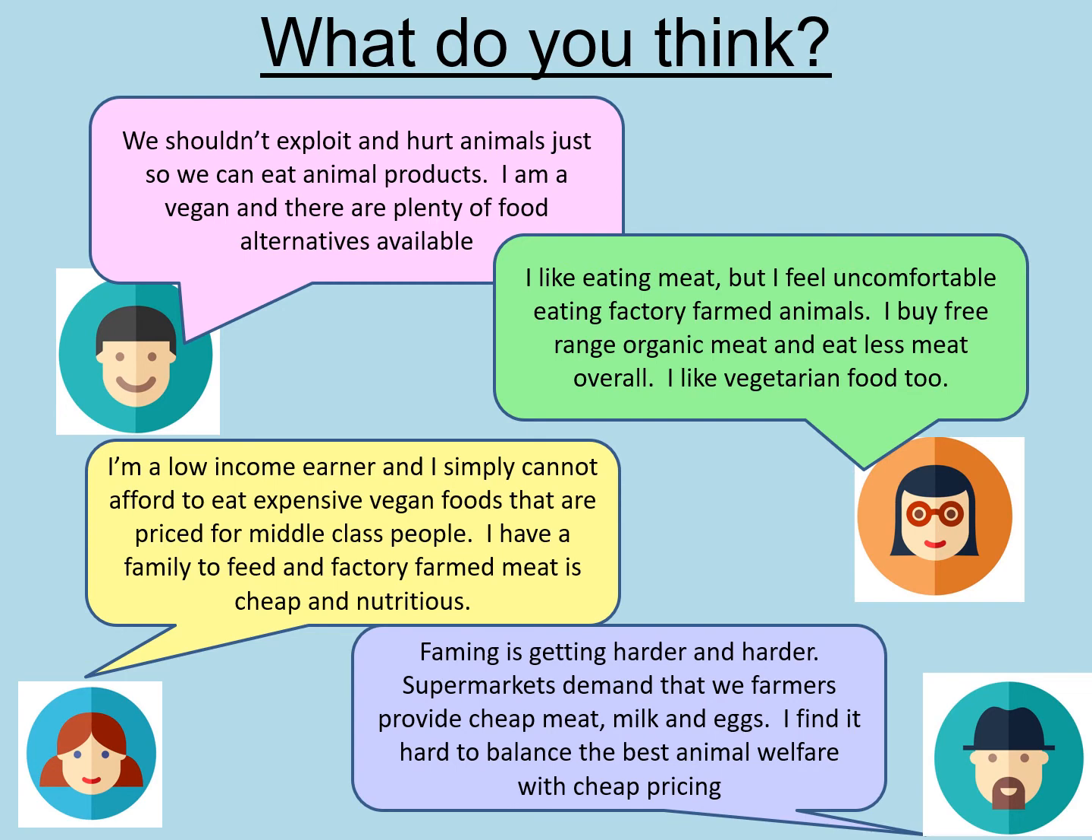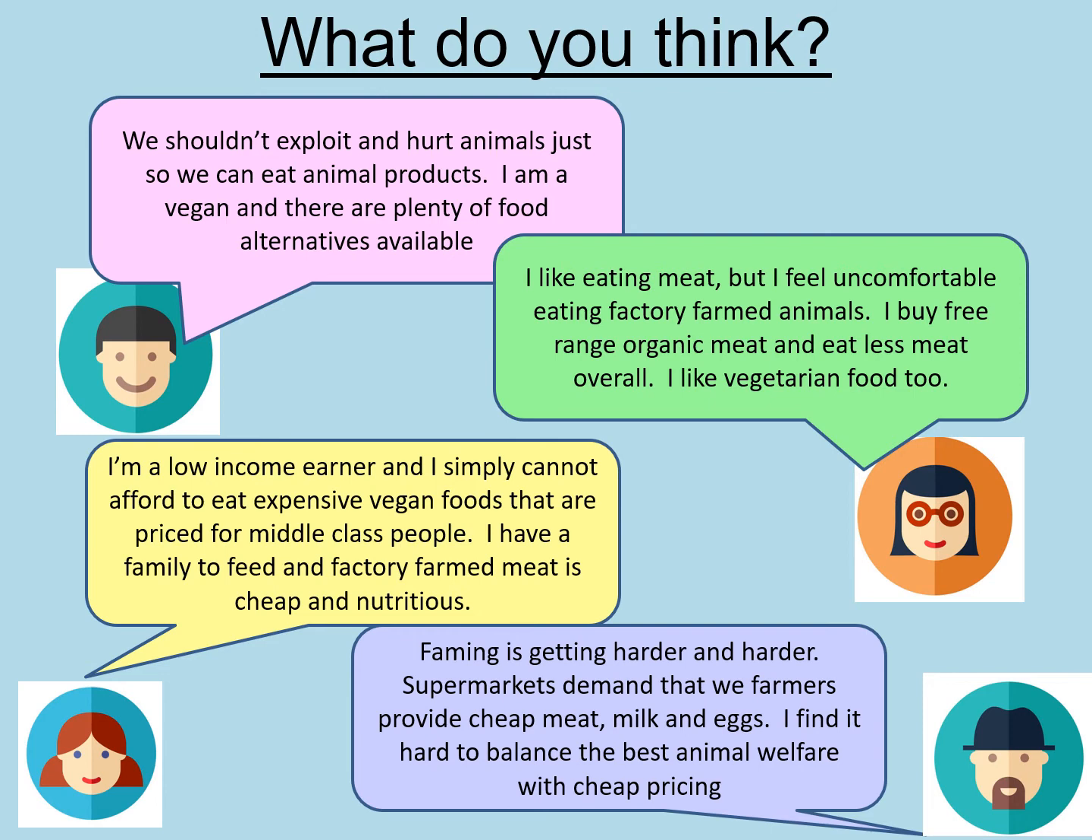The lady to the right with the green box. I like eating meat, but I feel uncomfortable eating factory farmed animals. I buy free range organic meat and eat less meat overall. I like vegetarian food too. Person in the bottom left corner, the yellow speech bubble. I'm a low-income earner and I simply cannot afford to eat expensive vegan foods that are priced for middle-class people. I have a family to feed and factory farmed meat is cheap and nutritious.